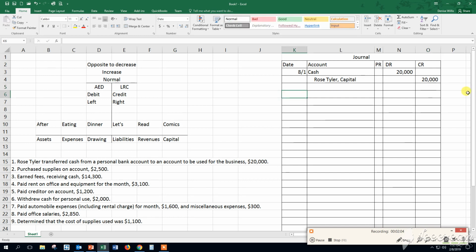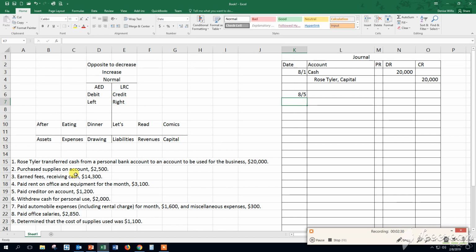Let's make up a date again. Let's say this is 8/5. It says we purchased supplies on account. So what happened? The business got supplies. On account, keep this in mind: on account means you're either dealing with an account payable or an account receivable in some manner. Since we bought these on account, what it's telling us is that we bought them and we have not yet paid for them. So we owe somebody money.